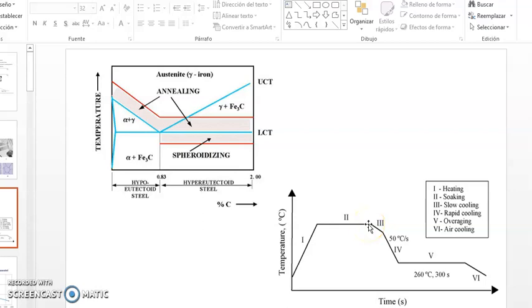For example, if you have aluminum, you can heat until 500, 600 Celsius. Then you retain the temperature, hold it for 30 minutes, and then you can cool in several stages. Why in several stages? To pass from one crystalline phase to another phase.